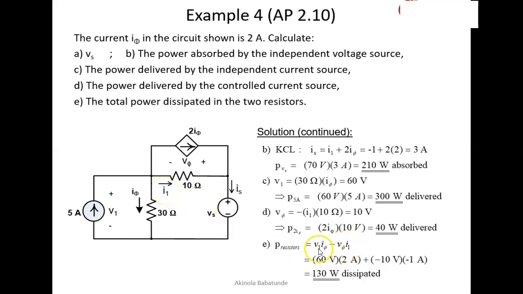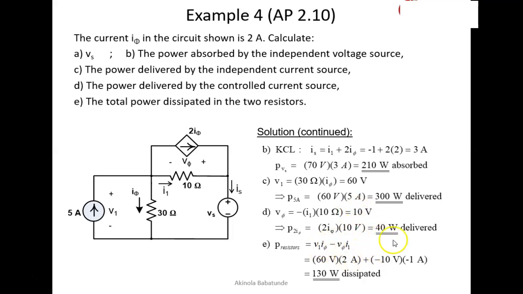If you then go ahead and substitute all the values of these parameters in this expression, we know our V1 is 60 volts from what we calculated right up here. We know our I file is 2 amperes given in the question. We do know that our V file is given as 10 volts as calculated right here at the D part of the question. We also know that our I1 is minus 1 as we calculated in the previous part, in the A part of the question.